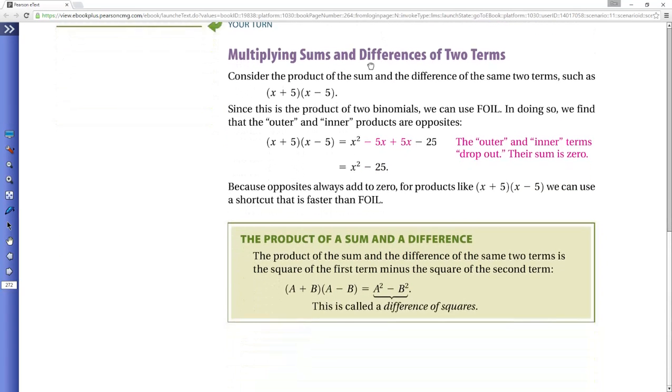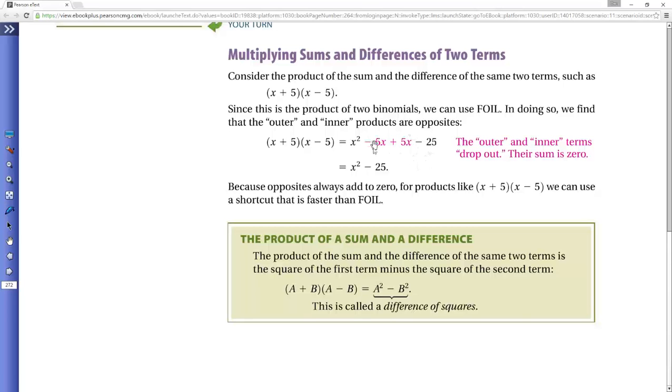So that's FOIL. Now here is another real special product, and if you just FOIL this, like in this example, x plus 5, the quantity, times the quantity x minus 5. If I use FOIL on that, I take first times first, I get x squared. Outer times outer, I get a negative 5x. Inner times inner, I get a positive 5x, excuse me. And last times last, the L in FOIL, I get a negative 25.